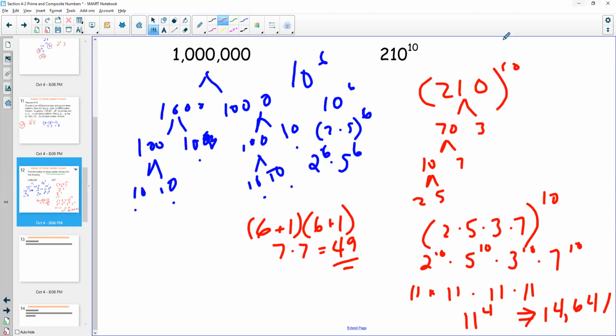But think about how big this number is. 210 to the 10th power. It's a really big number, so it makes sense that it has a lot of divisors. All right.